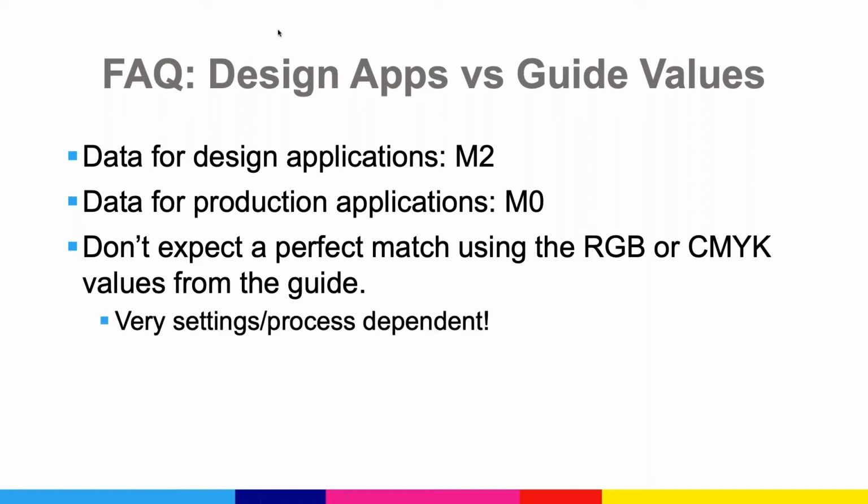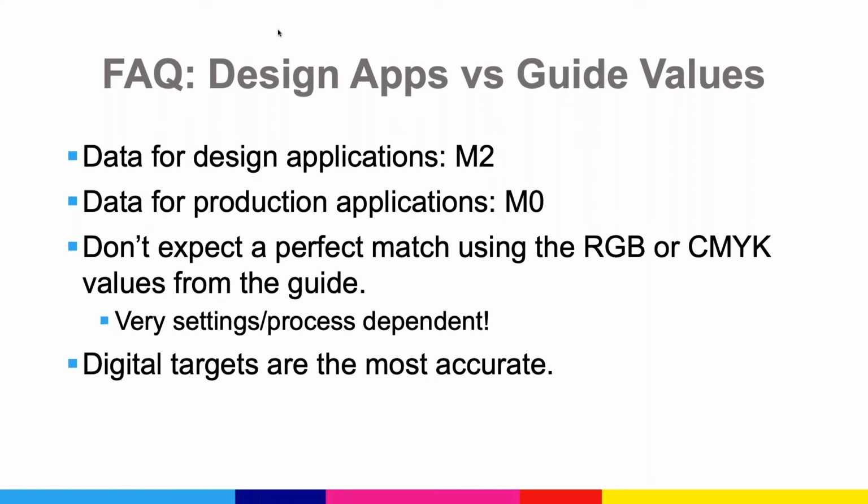Because that process is settings and process dependent, you will get the best results by communicating a spot color throughout your workflow as the spot color and making the conversions in the appropriate steps where required. At the beginning and throughout the workflow, digital targets are a must. It is the most cohesive way to create a stable color workflow.